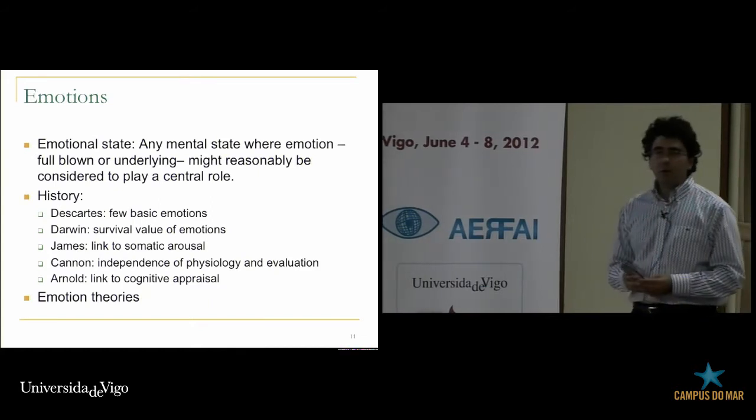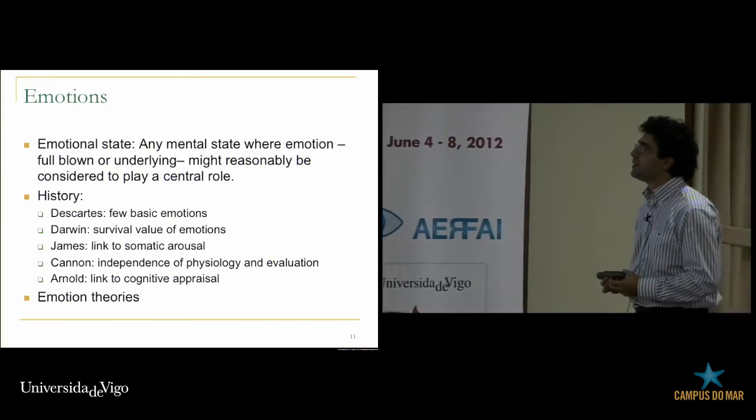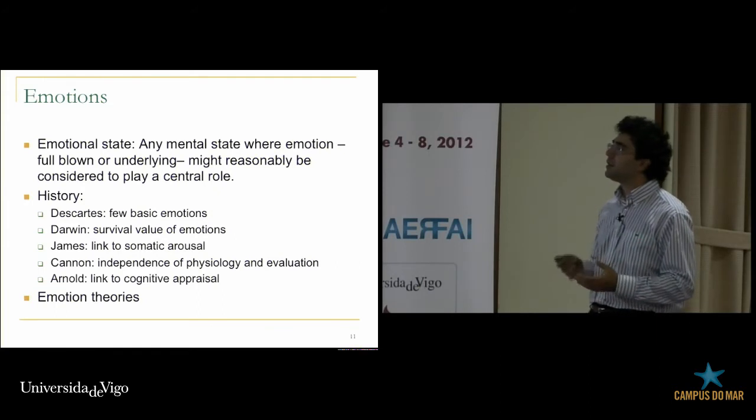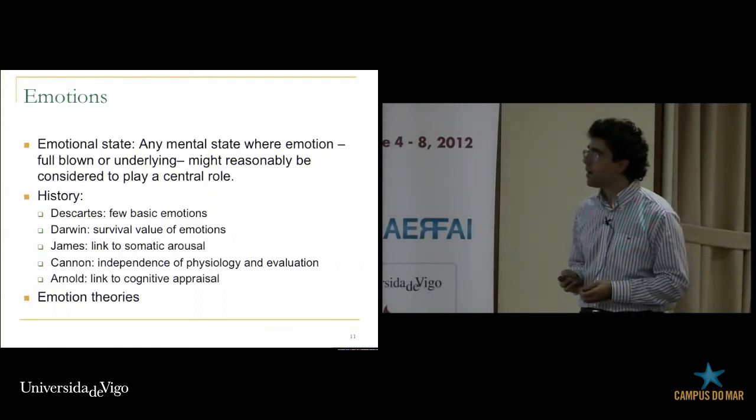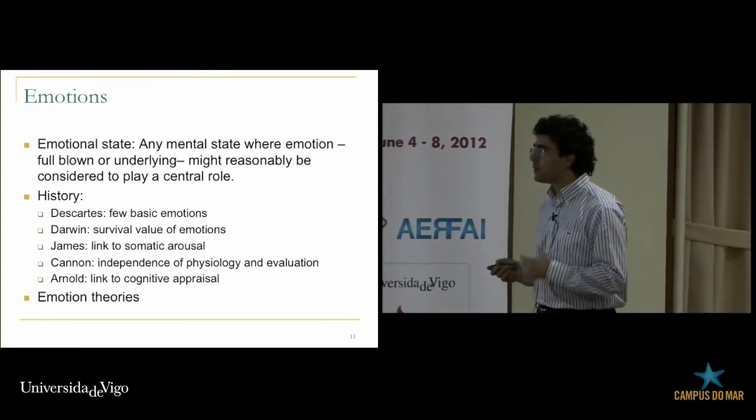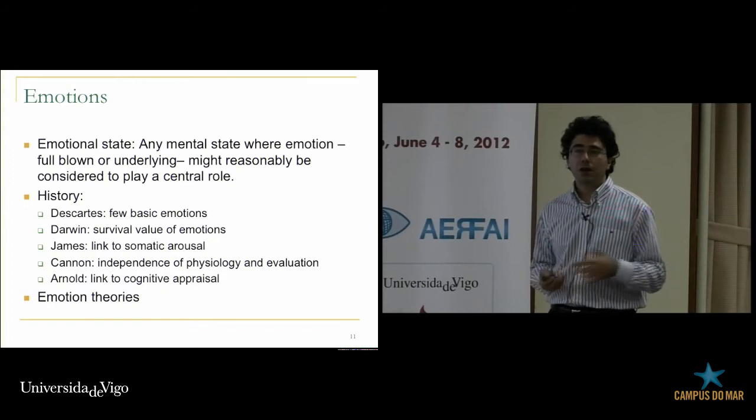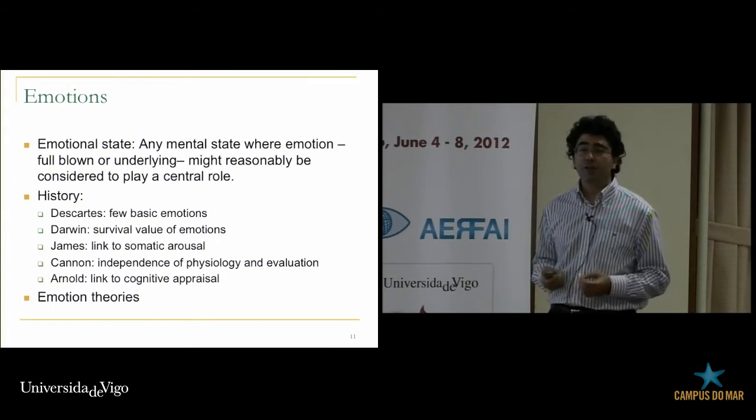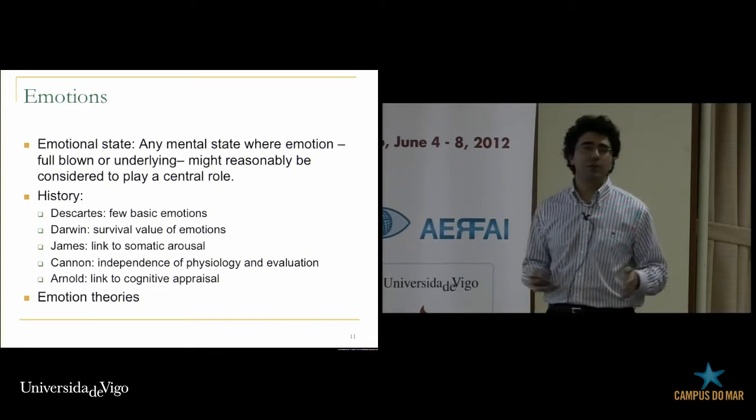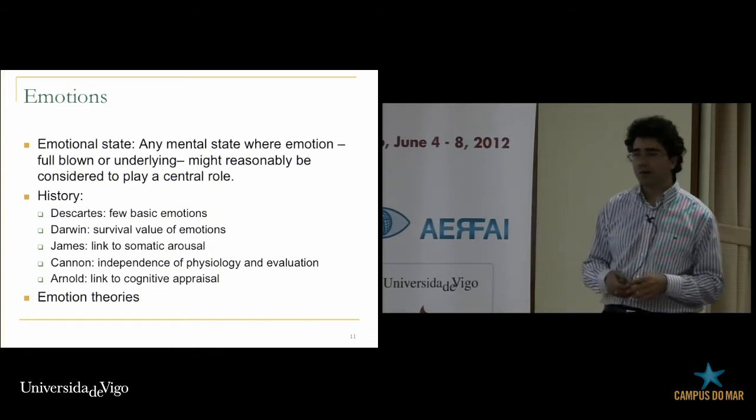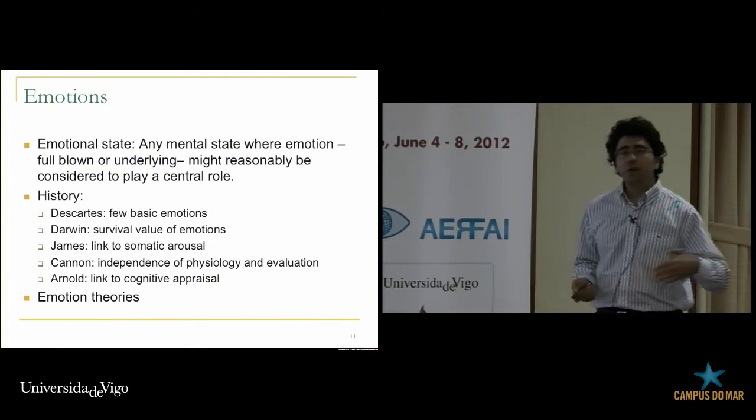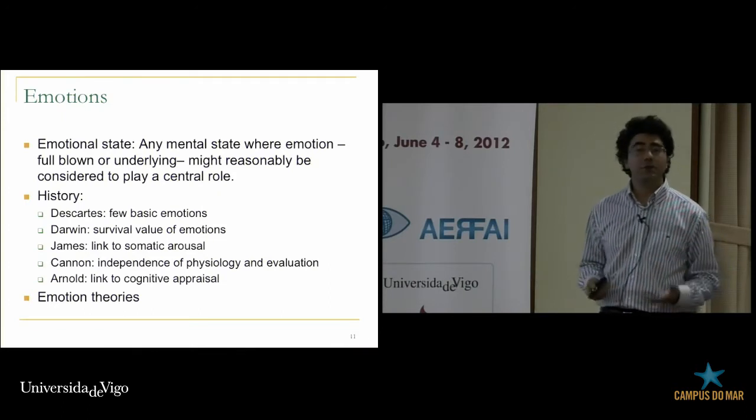So let's define emotion, then. Emotion is any mental state where full-blown or underlying emotions might reasonably be considered to play a central role. Historically, it was Descartes who claimed that a few basic emotions are influential in our everyday lives. They're very salient. And those ideas got translated into Ekman's research, and that's how we computer scientists mostly know about these. But there were also a few other influential people who thought about emotions.